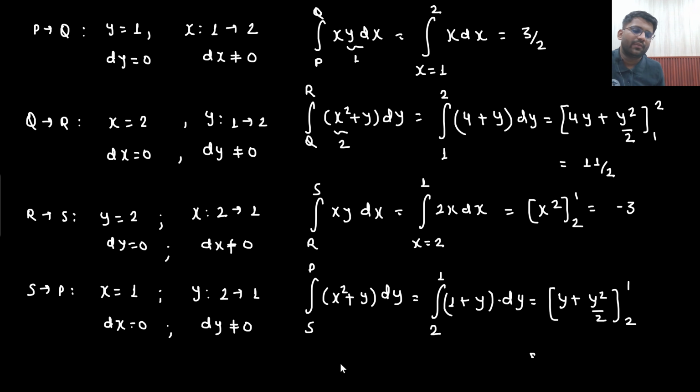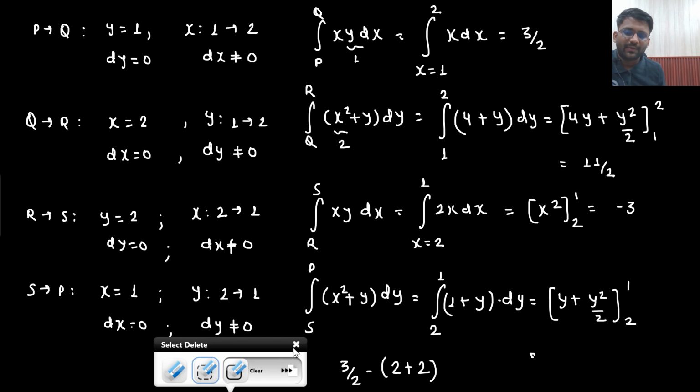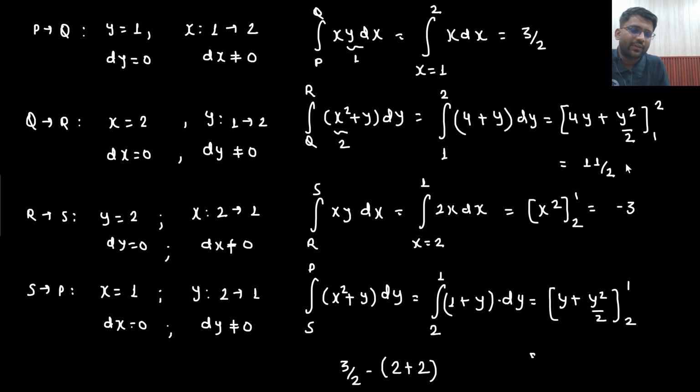So what you will be getting? 1 plus 1 by 2 will be 3 by 2, minus 2 plus 2, 4. 3 by 2 minus 4. What you will be getting? Minus 2.5, right? Better here I should write down: this is 5.5, this is 1.5, this is minus 2.5.